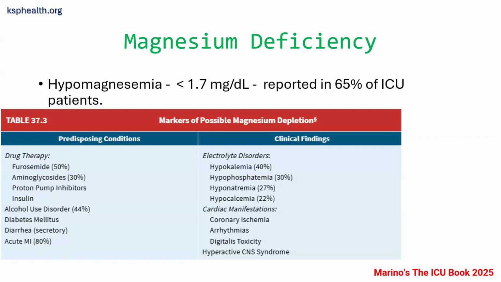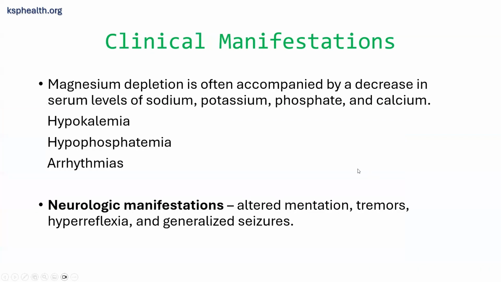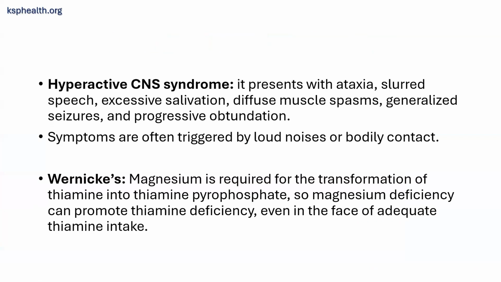Cardiac manifestations of magnesium deficiency can be coronary ischemia, arrhythmias, digitalis toxicity, and hyperactive CNS syndrome. Magnesium depletion, as I told you earlier, is accompanied by other electrolyte abnormalities like sodium, potassium, phosphate, and calcium, and is associated with arrhythmias like torsades, and neurologic manifestations: altered mentation, tremors, hyperreflexia, and generalized seizures.